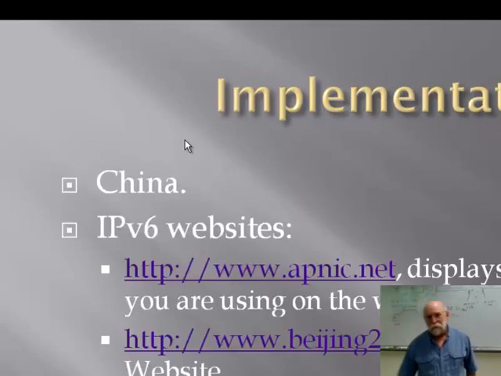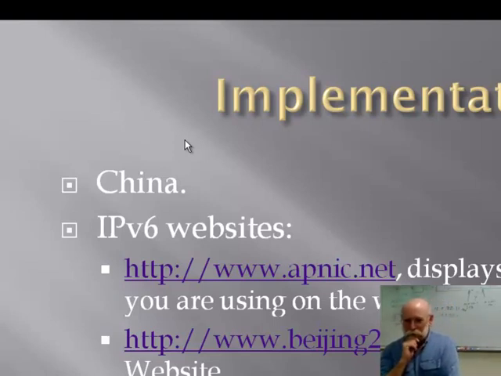Let's take a look at the next slide. China is going full tilt at IP version 6, because they have a lot of computers and they don't have enough IPv4 addresses. Okay, there are some websites you can go to in order to check out IP version 6 and see if you actually are using IPv6, like the third one down, kame.net.